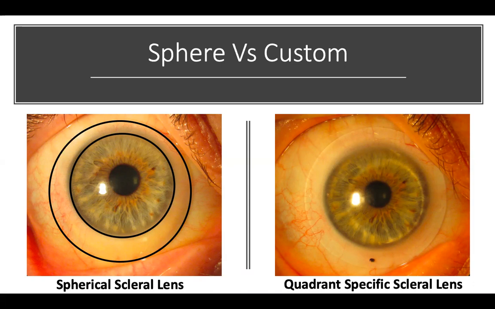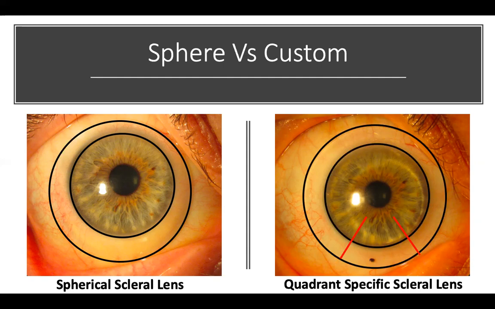To improve the centration, we can fit the patient with a quadrant specific design where we steepen the inferior quadrant, and this dramatically improves the centration. Al hacer más curva la parte inferior, como ustedes pueden notar con el cuadrante específico, se mejoró drásticamente el centramiento del lente.